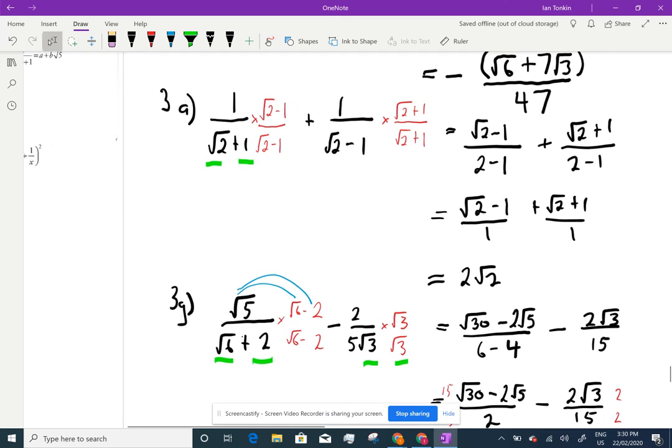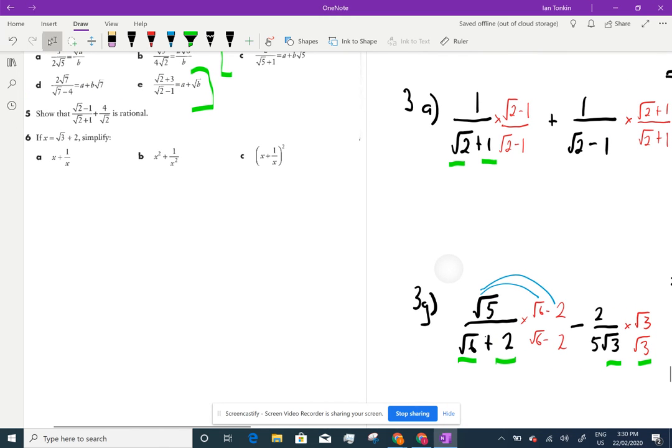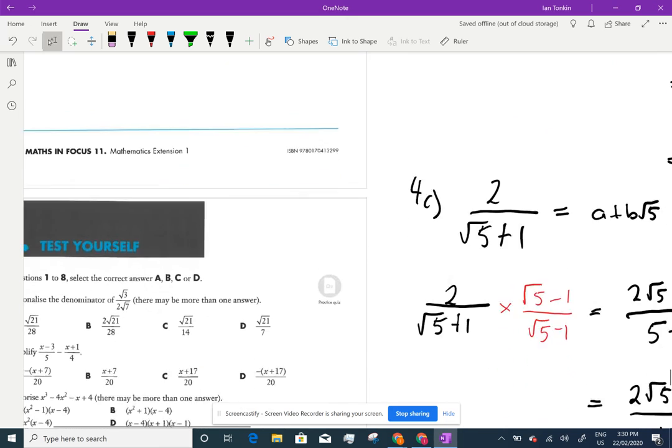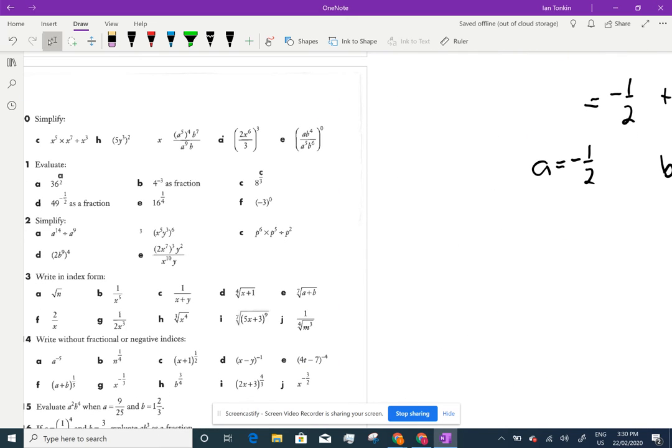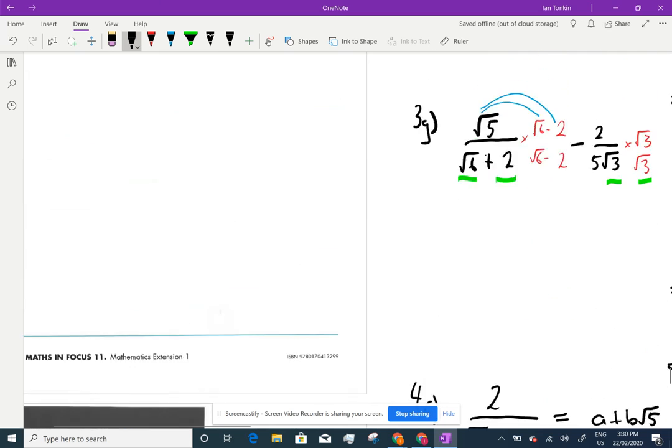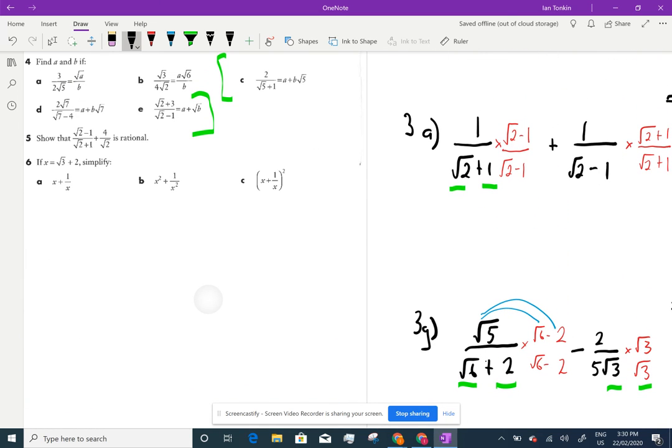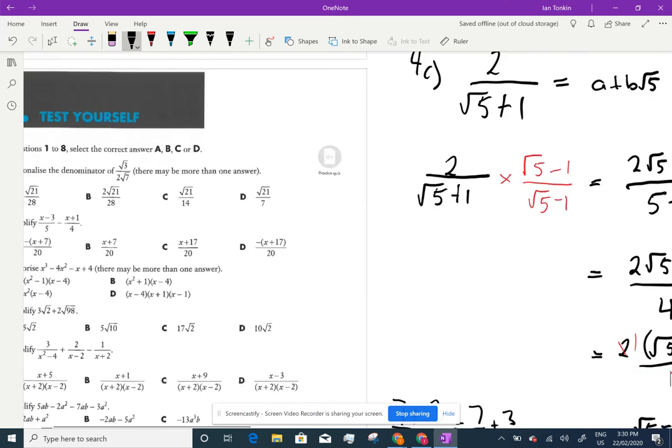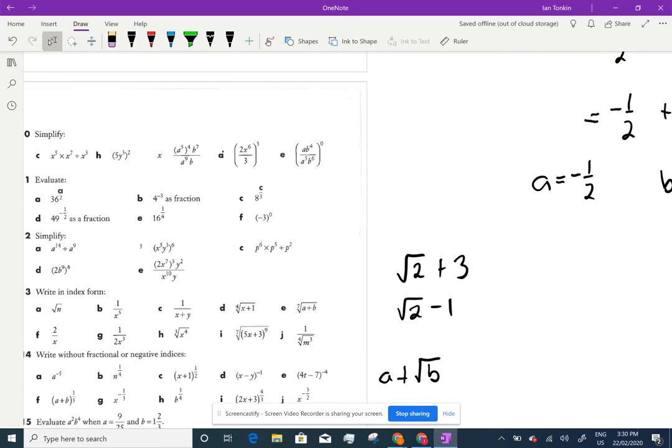Anyway, 4E, what do we got? Root 2 plus 3, over root 2 minus 1. And they want us to write it as A plus root B. Let's just double check that. Root 2 plus 3 over root 2 minus 1, A plus root B. Okay, so this is for B.